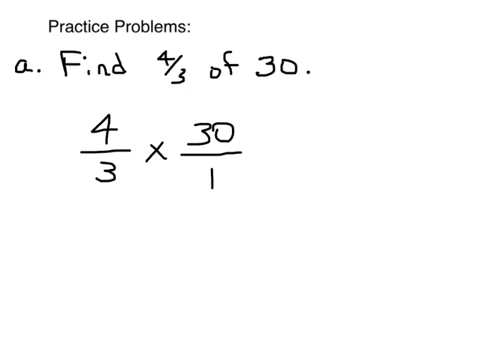And I can see that here and here I can cross cancel. So 3 will go into both. It will go into 3 one time and into 30 10 times. And 1 times 1 is 1. So 4 times 10 is 40. 40 or 40 over 1 would be the correct answer. Alright, next page we'll do B.